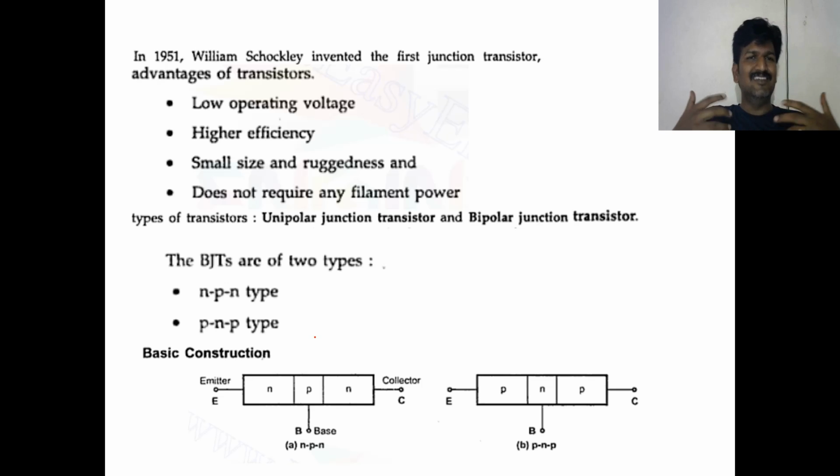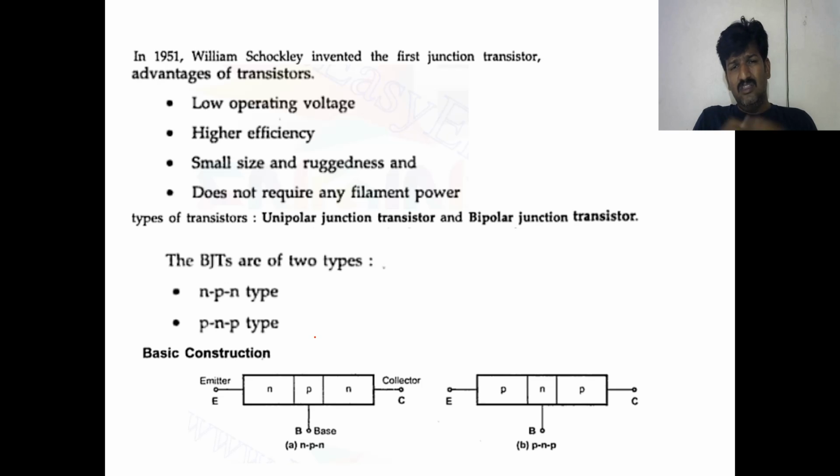Using this junction transistor gives some advantages: a lower operating voltage requirement and high efficiency. It has small size and ruggedness, and it is very strong and not breakable. We can use it anywhere, at lower and higher temperatures, in military applications, everywhere, because it is very small and does not require any filament power. These are some of the advantages.